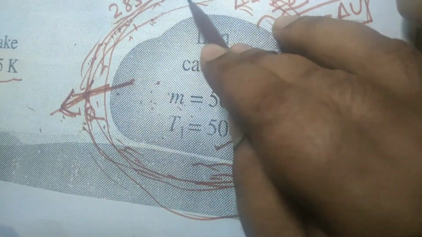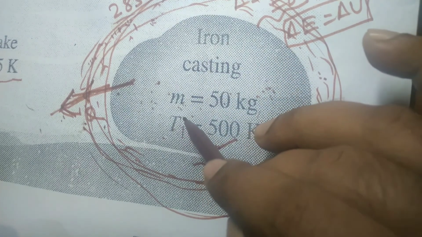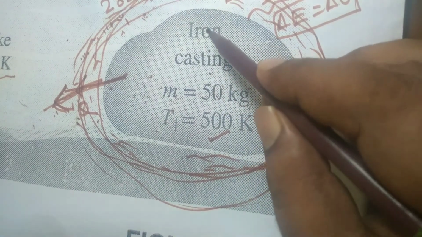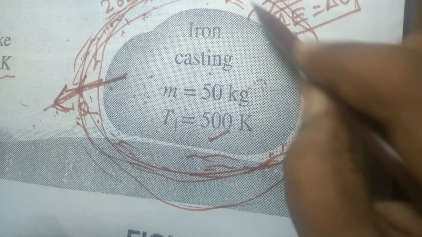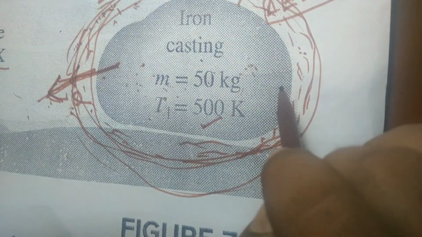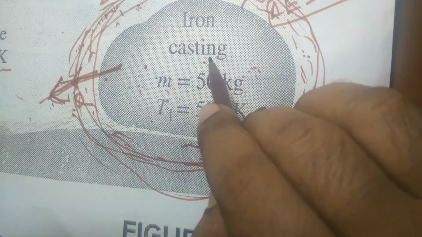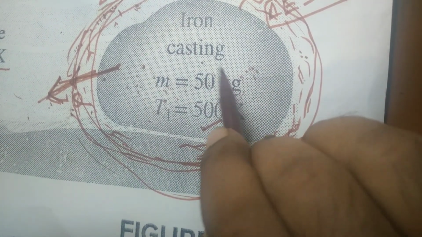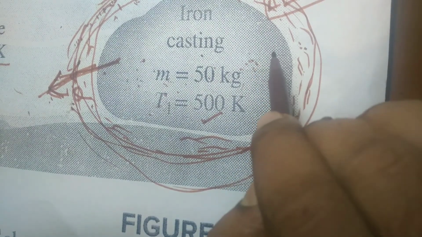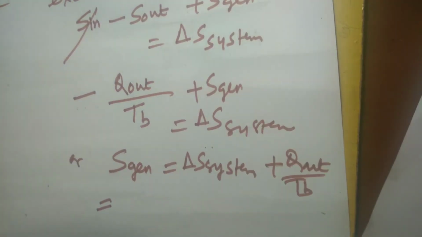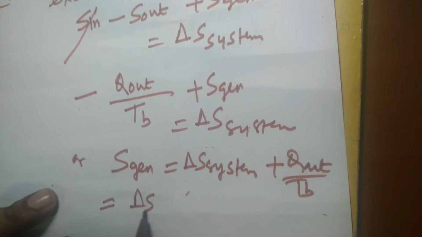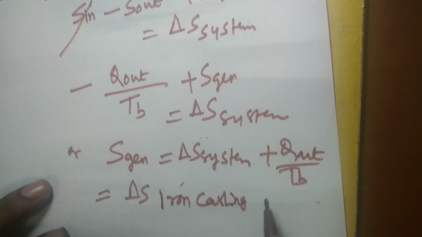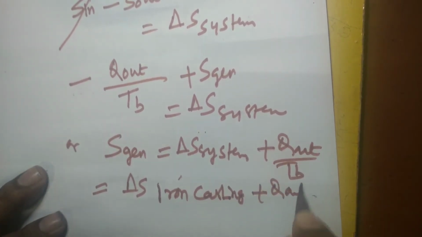Here the entropy change of the buffer zone is neglected with respect to the entropy change of the original system. In case of analysis of extended system, what we do is we neglect the change of the buffer zone around the iron casting. So here delta S system will be the same as delta S of iron casting, the original system. Delta S of extended system is always equal to delta S of original system. So that is delta S of iron casting plus Q out by T_B.